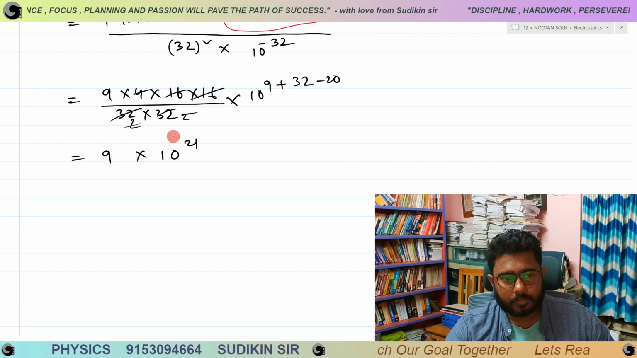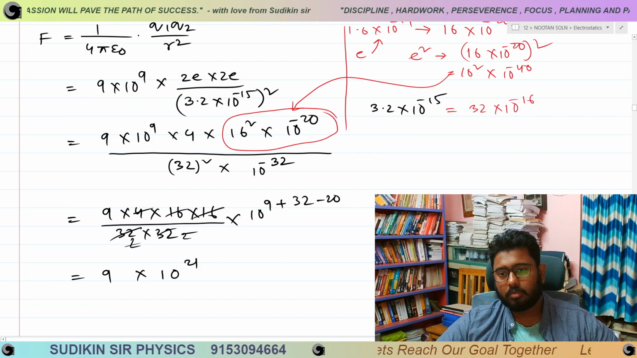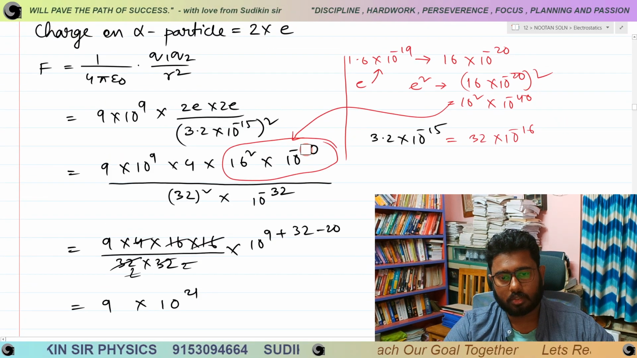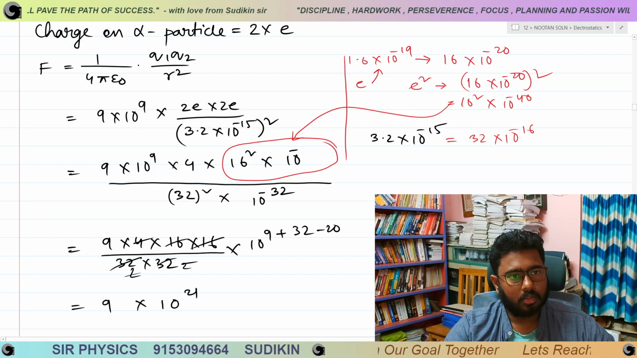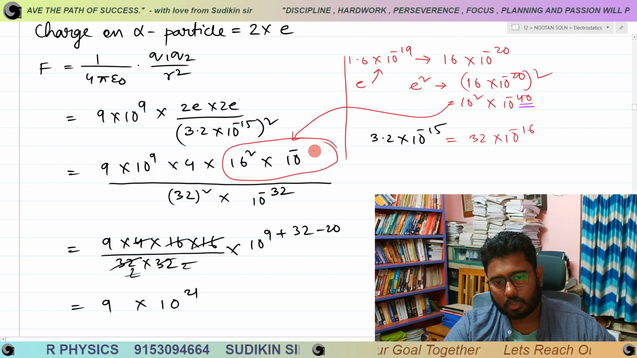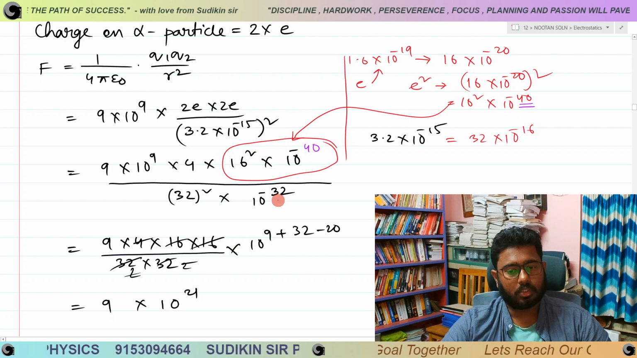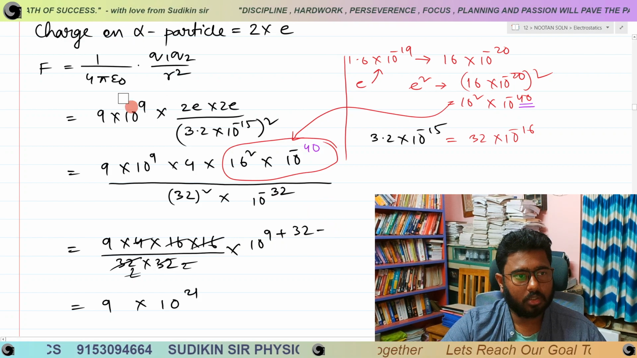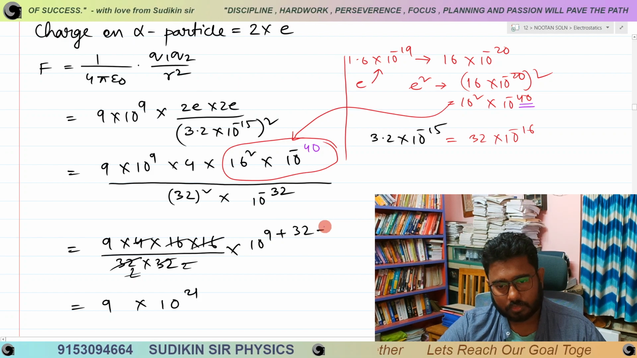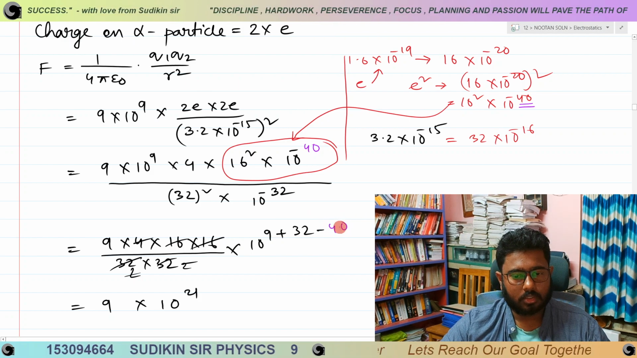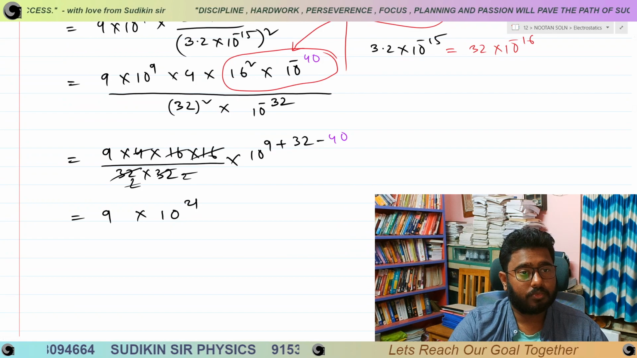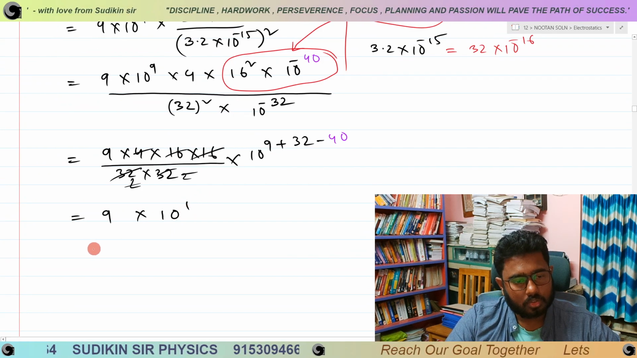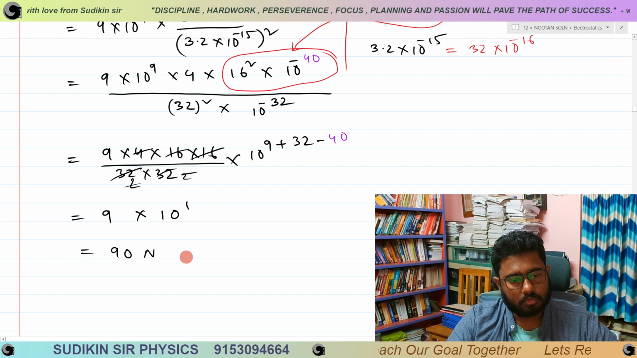Let me see. Okay, the mistake is that this is minus 40, but I have wrongly written it here as minus 20. Just rectify this thing. So this one will get modified. This will be minus 40. This will be minus 40. And then 41 minus 40. This will be 10 to the power 1. So that will be 90 Newton.